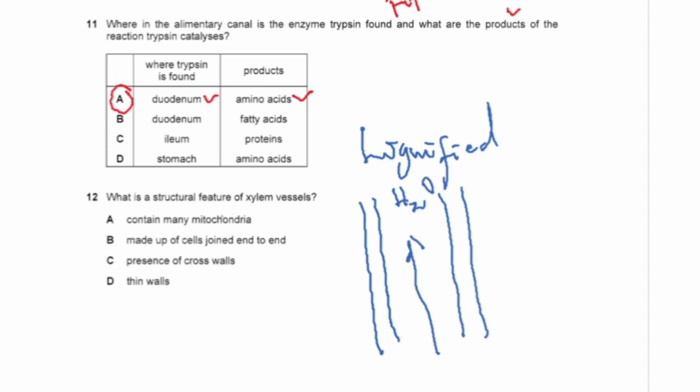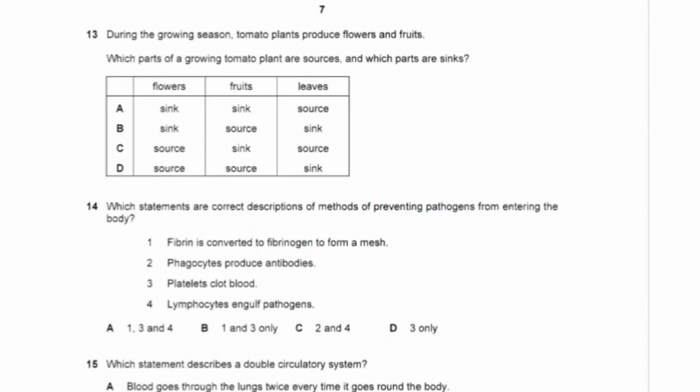Now, they do not have mitochondria, so made up of cells joined end to end. This is correct. The end to end joining forms the continuous walls. The presence of cross walls is wrong, and thin walls is also wrong. So the correct answer here is option B. Alright, moving on to the next question, we are making progress.